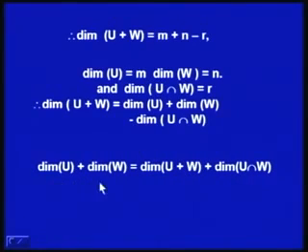that dimension of U plus dimension of W is equal to dimension of U plus W plus dimension of U intersection W. We have taken this on the other side. So, this is an important result and will be useful in many different ways. Now, we take up some examples.